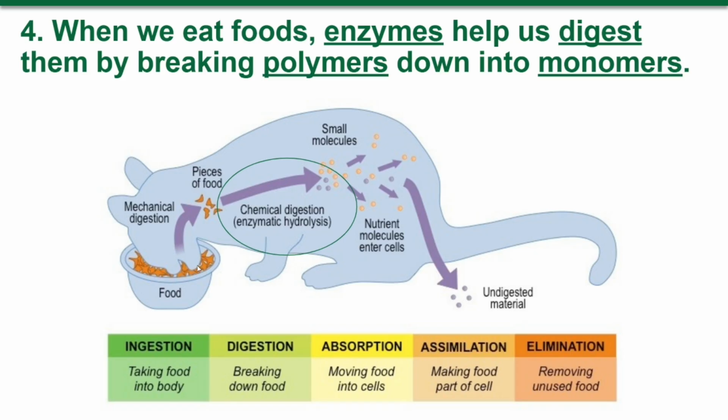We've got mechanical digestion first. This is going to include the breaking down of the food into smaller pieces using our teeth and our jaws. Those smaller pieces of food then will go down into the stomach and they will undergo chemical digestion there.